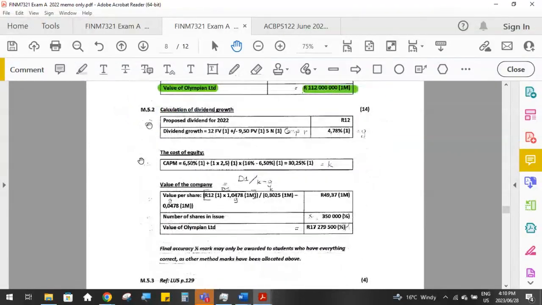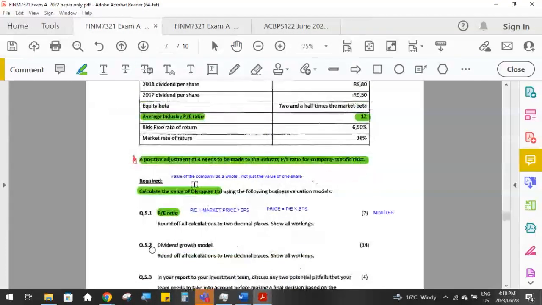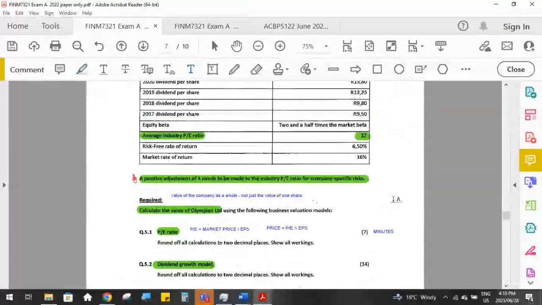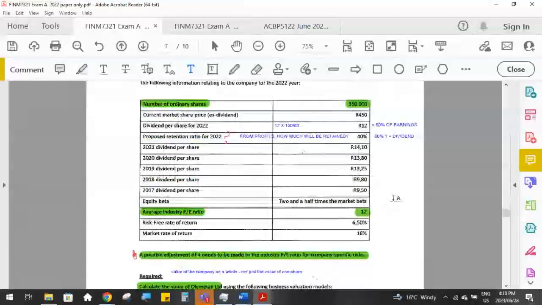Then the second one that they did over here, 5.2: calculate the value of Olympian Limited using the dividend growth model. So the dividend growth model, we know we've got two. It can either be the dividend growth model, which is stable growth, or the variable growth model, where you've got an initial growth period followed by the terminal growth period.